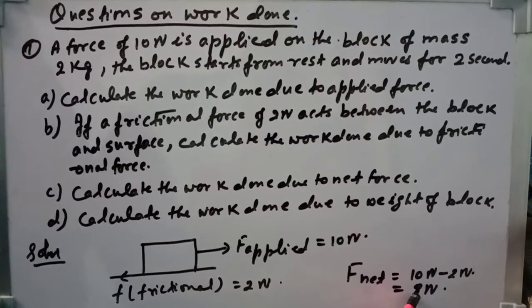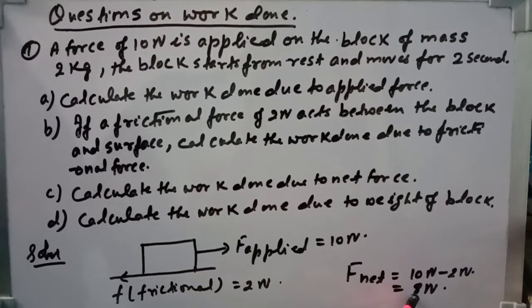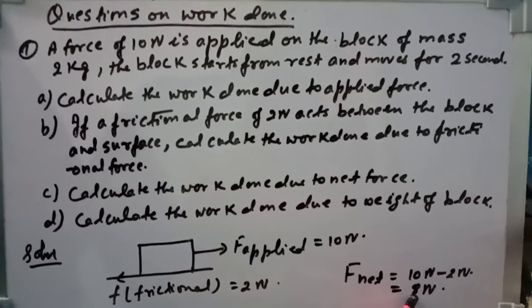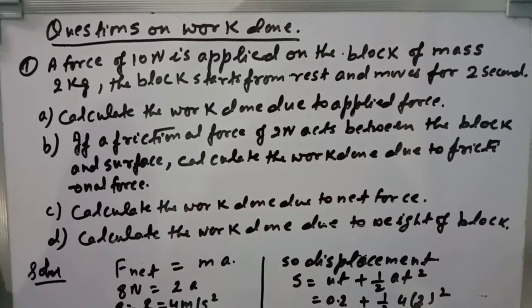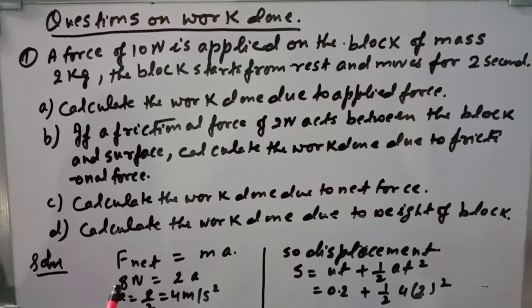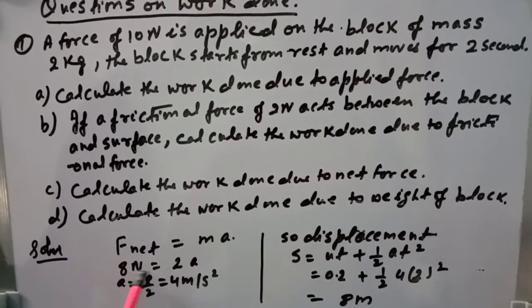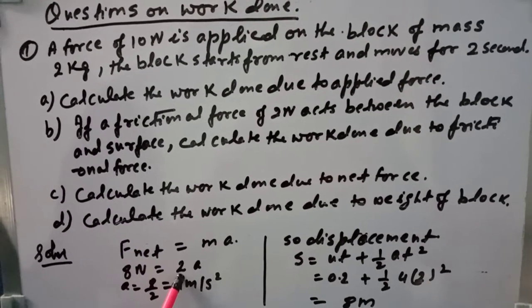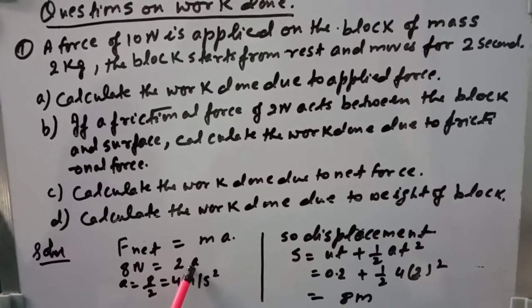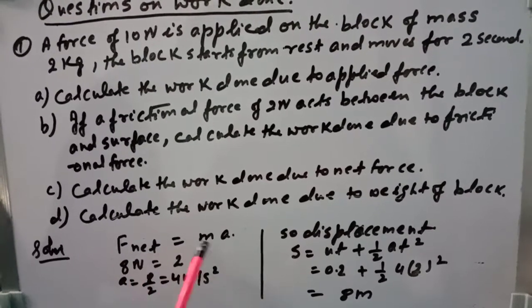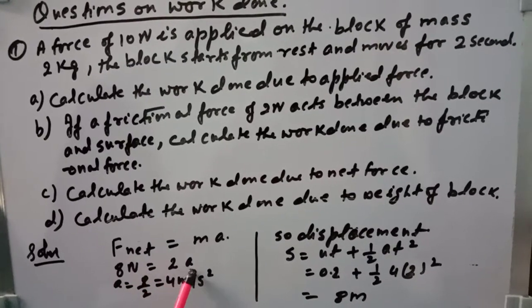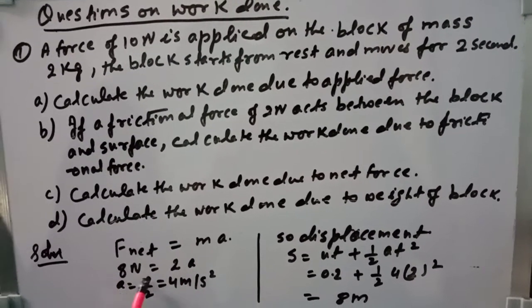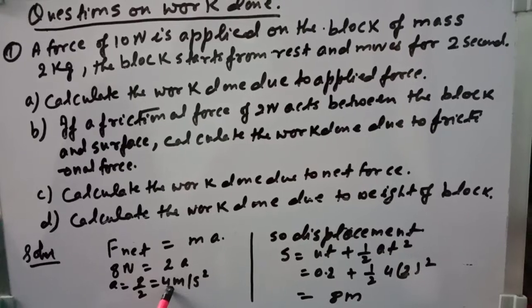Now we will try to find the acceleration. So F net we have calculated 8 Newton. Mass of the block is 2 kg and acceleration A. All of you know that force is equal to mass into acceleration. So 8 Newton is equal to 2 into A. So acceleration we have got 8 by 2, that is 4 meter per second square.